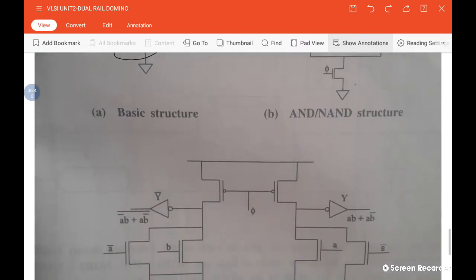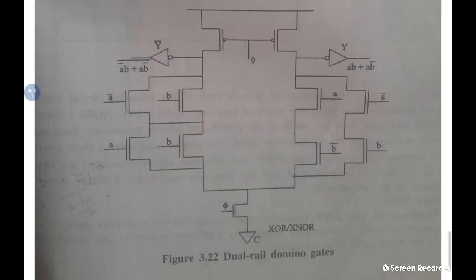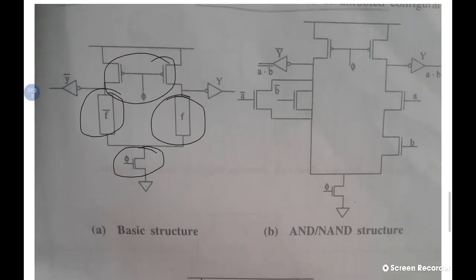Similarly, beyond this AND NAND structure, we can also extend the logic for XOR and XNOR operation, where XOR is the true function and XNOR is the complementary function. So it can be extended like this in dual rail domino logic. The advantage is that this circuit is fastest, but the drawback is that it is highly affected by power, because it uses more area and more wiring, and it consumes more power. Thank you.